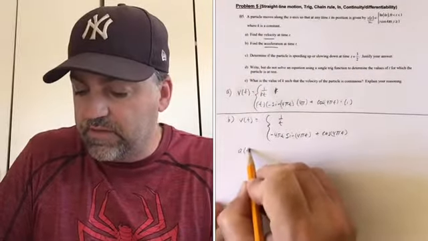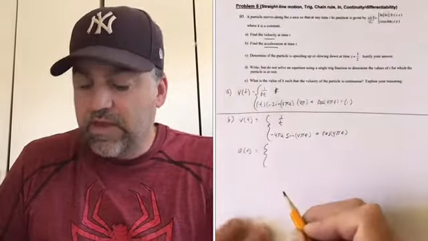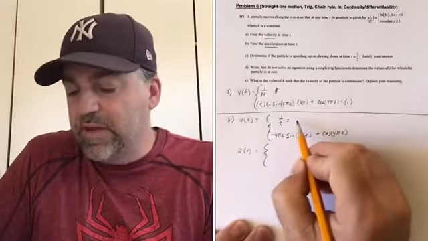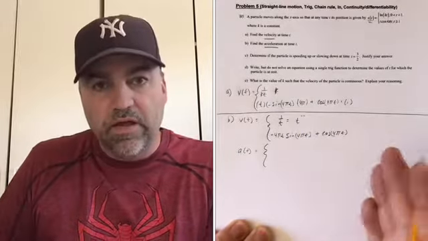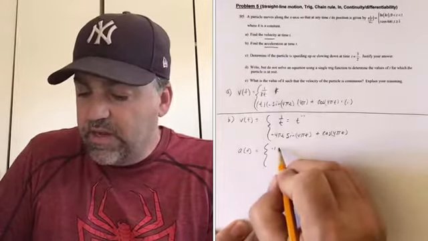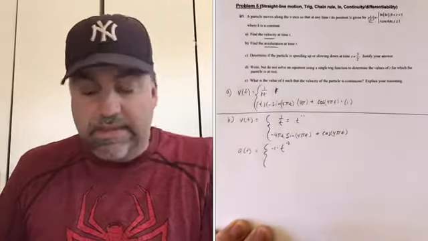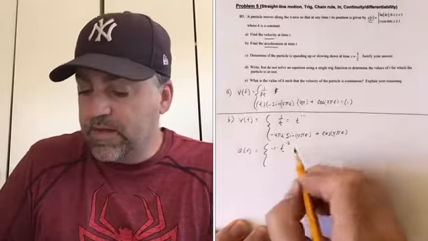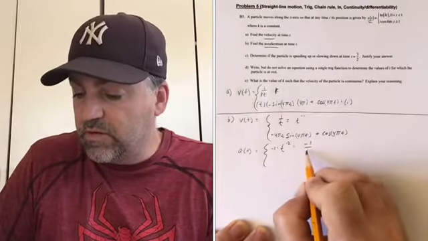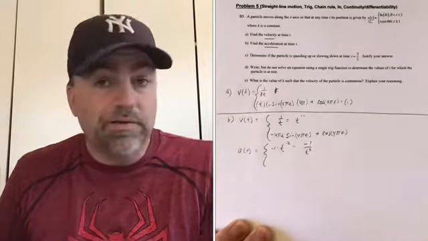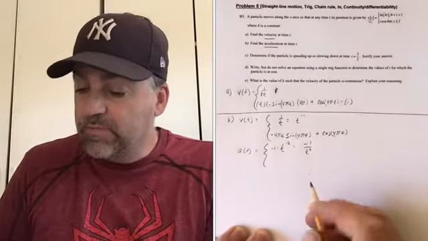So a of t equals, and the derivative of this, basically it's t to the negative 1, right? So bring down the power, negative 1, and then times t to the negative 2. And that's good enough for me right there. That equals negative 1 over t squared. Just throwing that out there. The negative can be out front.